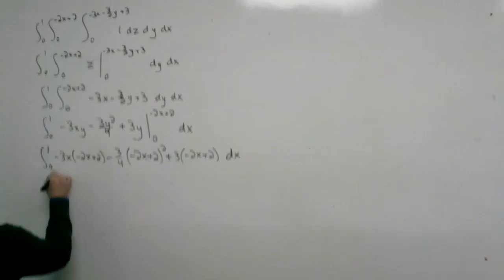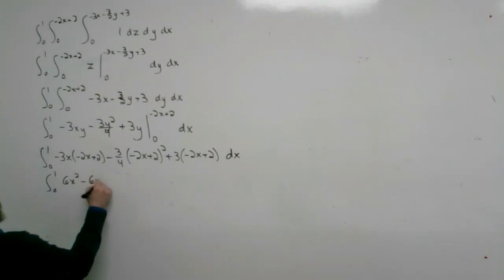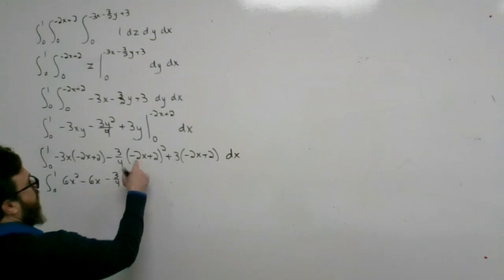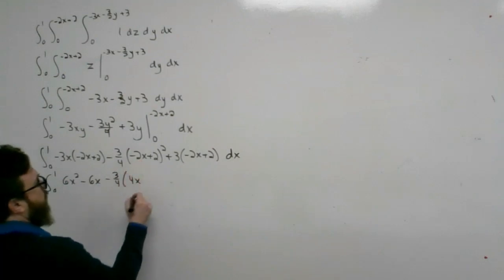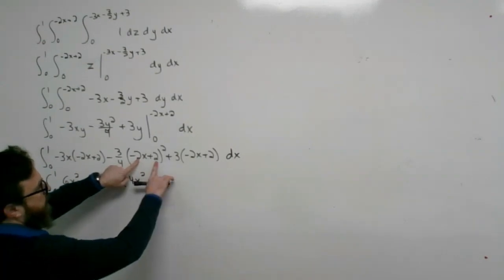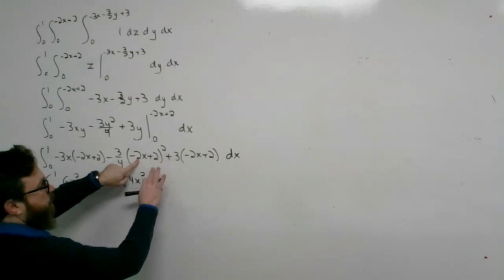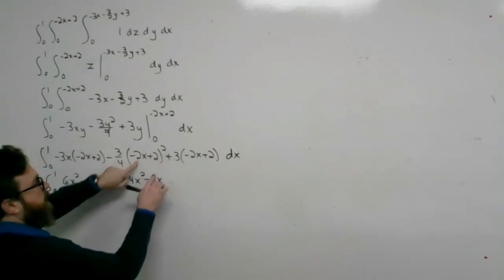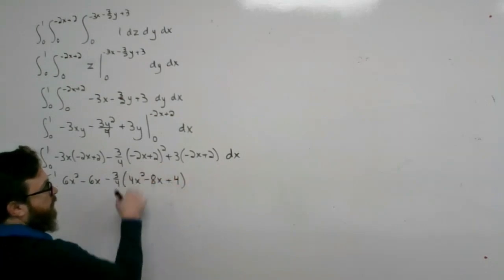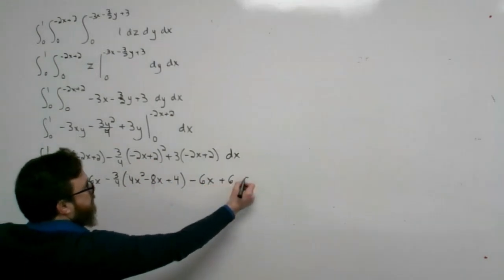So integral from 0 to 1 of 6x squared minus 6x. I'm going to square this first. So 4x squared, remember this is going to be first times first. Outside is going to be a minus 4x. Inside is going to be another minus 4x, so this will be a minus 8x. And then your last is going to be 2 times 2, which is going to be 4. Don't forget you have to FOIL that. And this is going to be a minus 6x plus 6 dx.